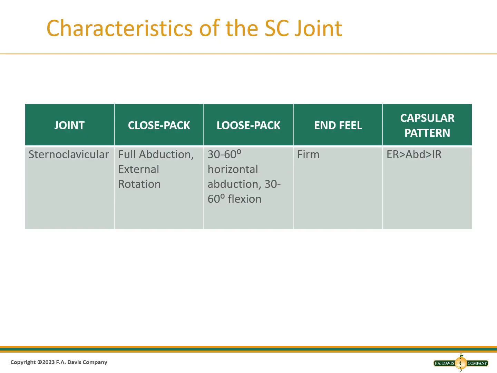Looking at the characteristics of the sternoclavicular joint, the closed pack position, the position where we have the most bony approximation, is going to be with the shoulder in full abduction and external rotation. The loose pack position, where we have the biggest gapping and greatest joint space, is going to be 30 degrees of horizontal abduction and 30 to 60 degrees of flexion. We should experience a firm end feel for all directions of movement at the sternoclavicular joint.